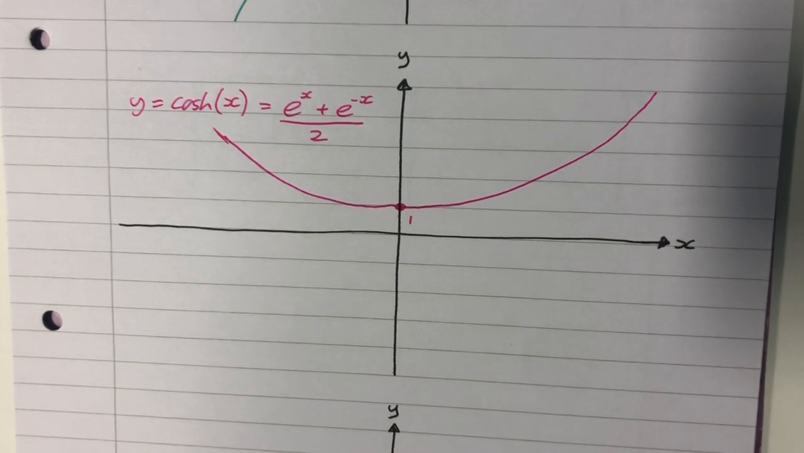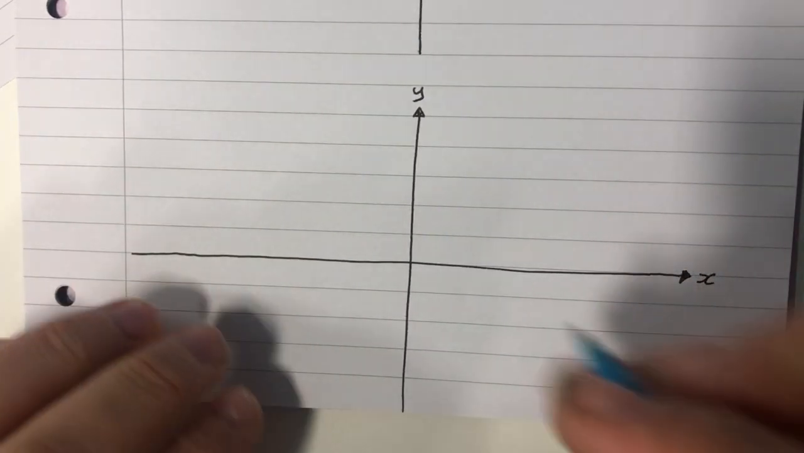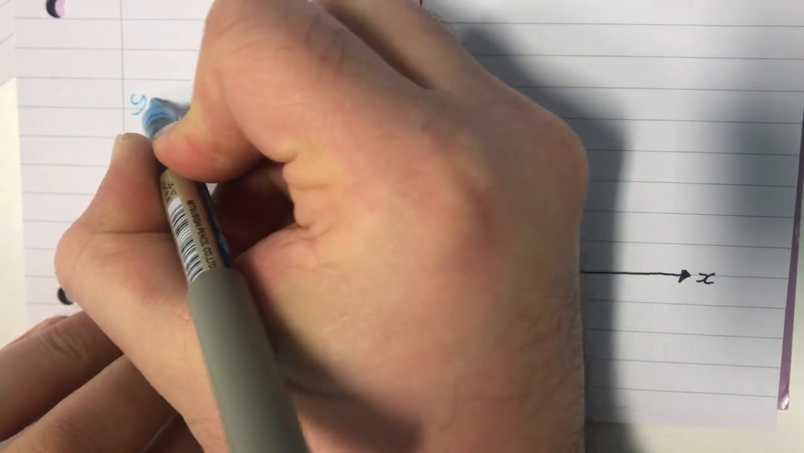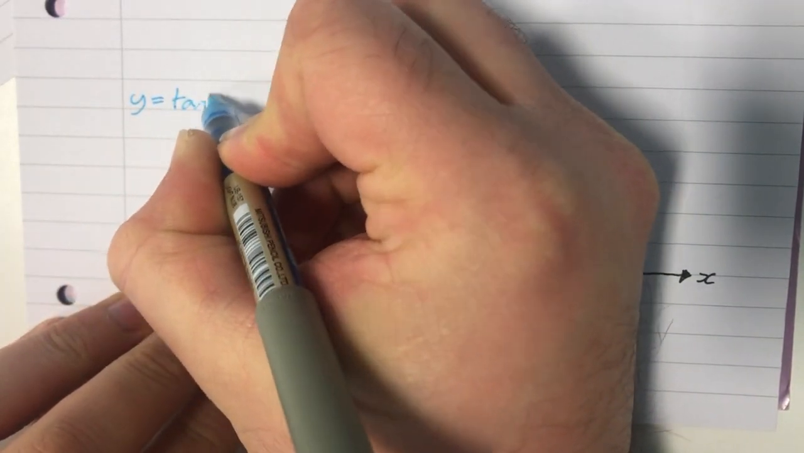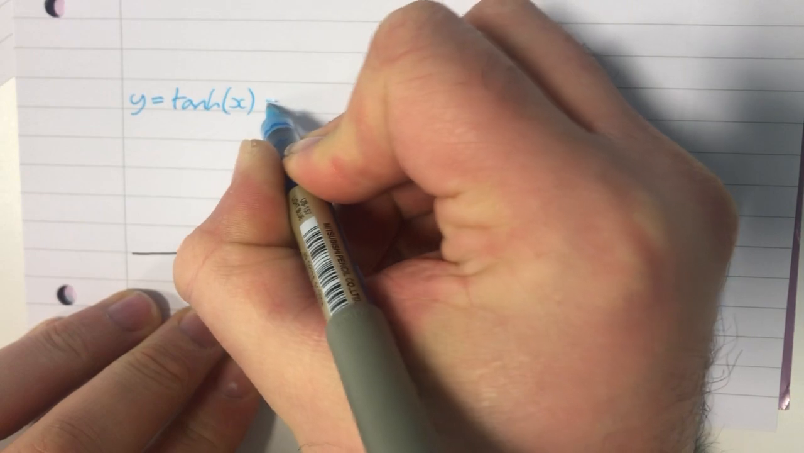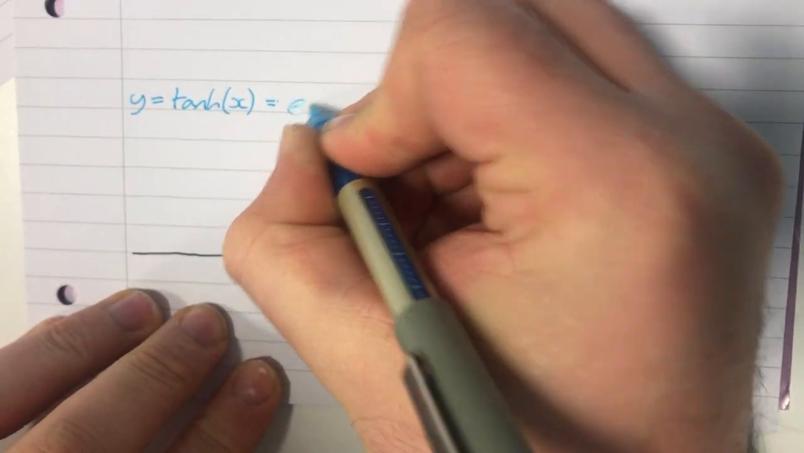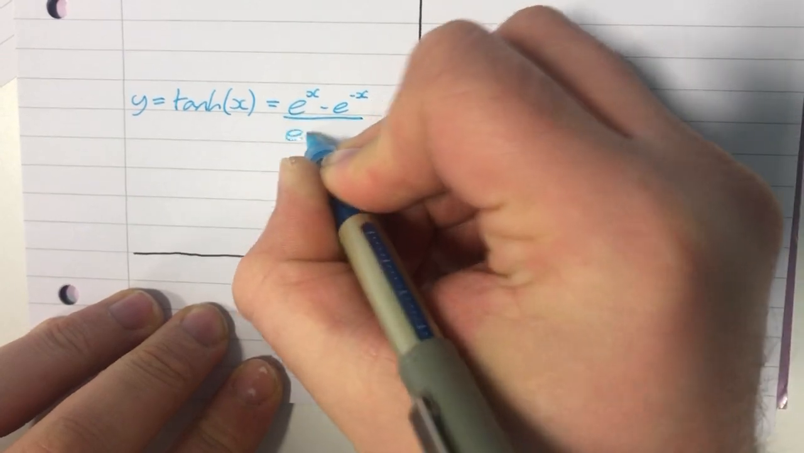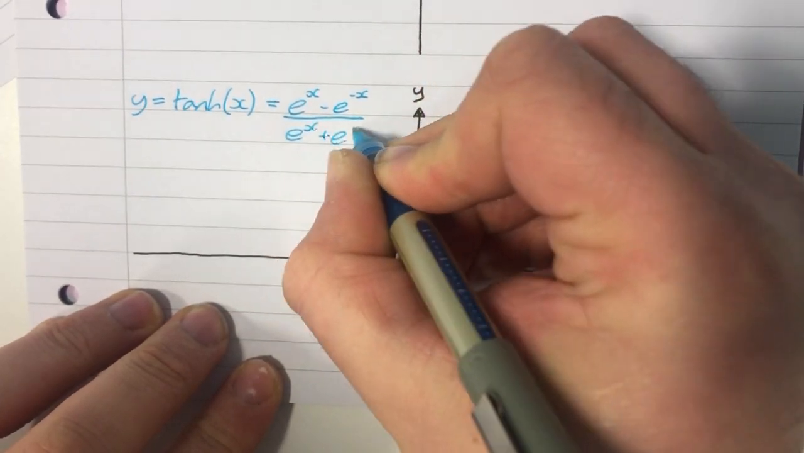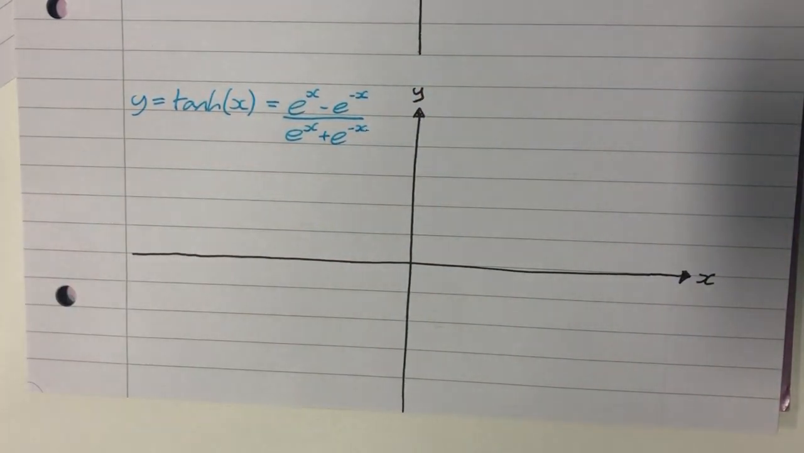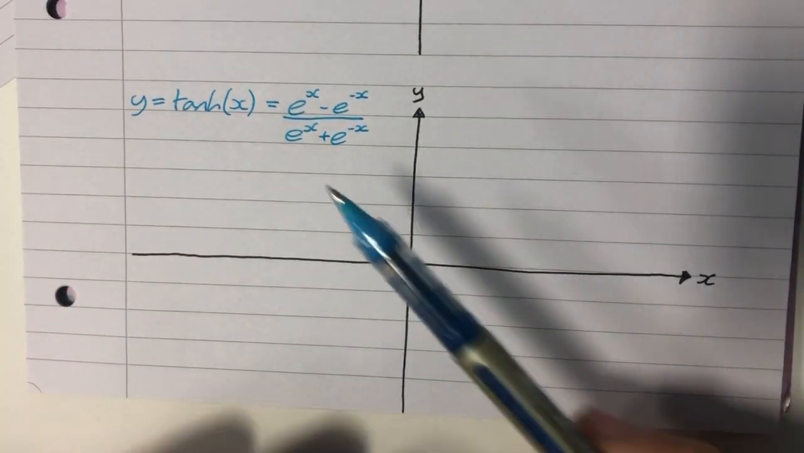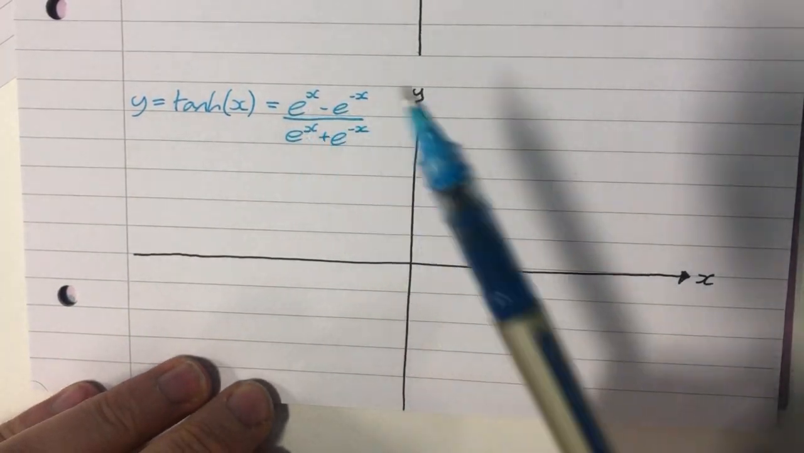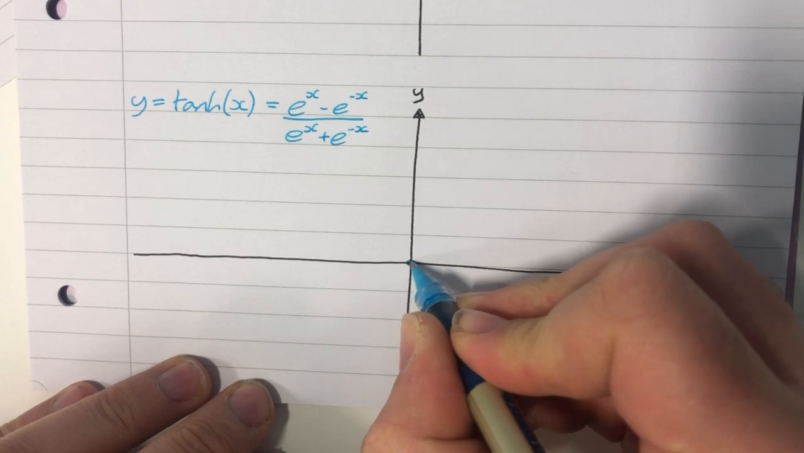And finally, tanh. So we have y equals tanh of x. And that was sinh over cosh. So that's e to the x minus e to the minus x divided by e to the x plus e to the minus x. That's the definition of tanh. When x is 0, we get 0 on top and 2 on the bottom, so it's going to cross the origin.